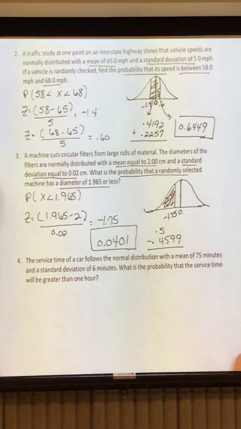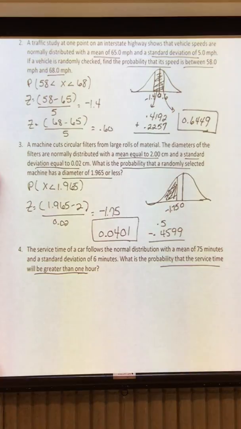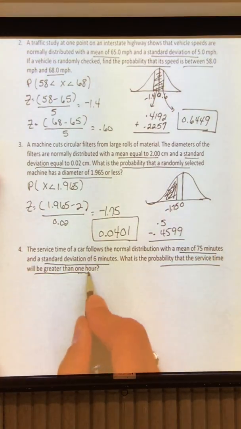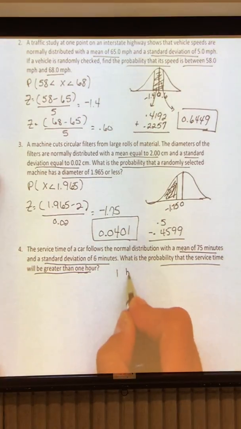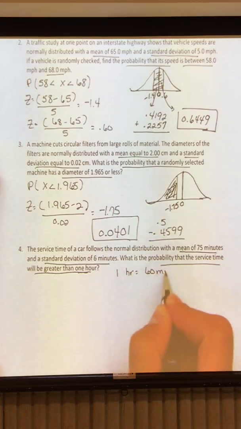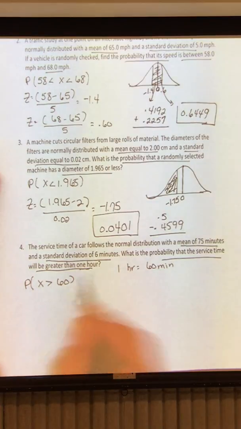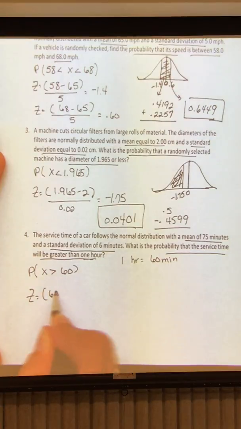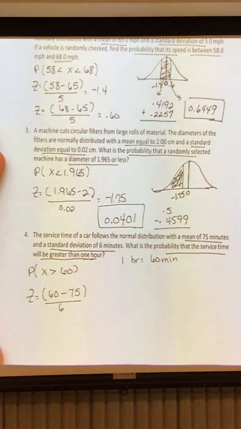Number 4, what is the probability that the service time will be greater than 1 hour? Again, looking at the mean is in minutes, and your standard deviation is in minutes. Therefore, we have to change 1 hour into minutes, and we know that 1 hour is equal to 60 minutes. So let's find the probability that x is greater than 60. So the z-score is equal to 60 minus the mean of 75 divided by the standard deviation, and that is equal to negative 2.5.